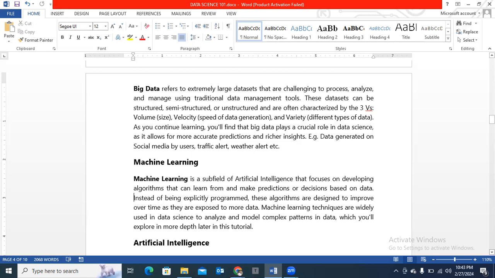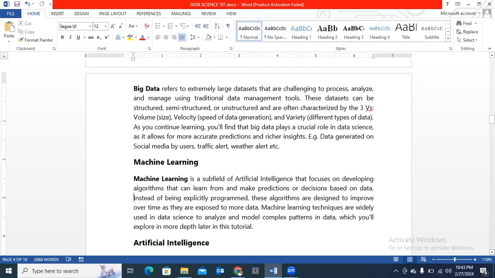Now, machine learning, what is machine learning? It's a subfield in artificial intelligence. I told you earlier that artificial intelligence works on the principle of machine learning. In machine learning, a system is developed to learn from the previous information that is supplied to it, so it can make predictions based on the data that has been fed into it.